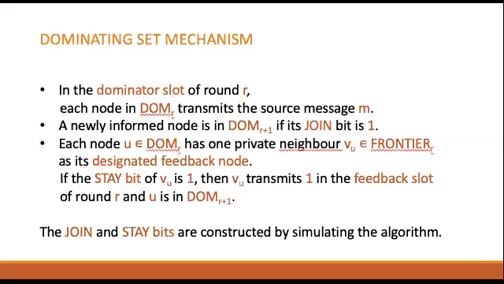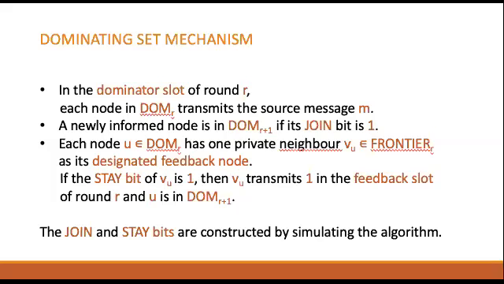In the dominator slot, each node in DOM transmits the source message. Each node in the frontier that receives the source message in this slot is said to be newly informed. It joins the minimal dominating set for the next round if and only if its join bit is 1. Each node in DOM has at least one newly informed private neighbor in the frontier. One such node is chosen to be its designated feedback node. If the stay bit of a node in the frontier is 1, then it transmits 1 in the following feedback slot. A node in DOM stays in the dominating set for the next round if and only if it receives a 1 from its designated feedback node in the feedback slot.